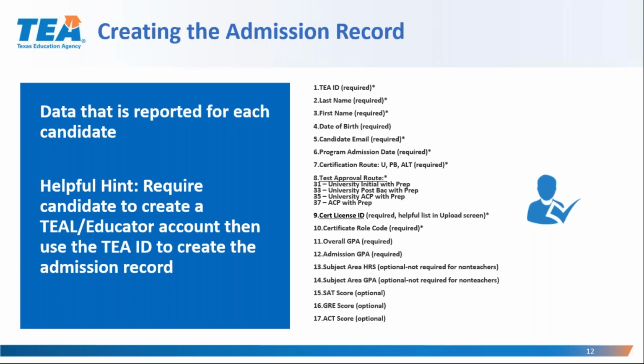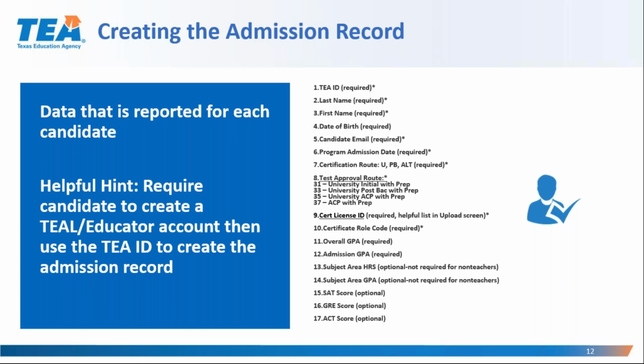The items on the list on this slide that are marked with an asterisk are those that cannot be edited once you have saved the record. Other fields may be updated by the EPP as needed to accurately and completely report candidate information. If editing one of the non-editable fields becomes necessary, please contact your TEA program specialist for assistance.